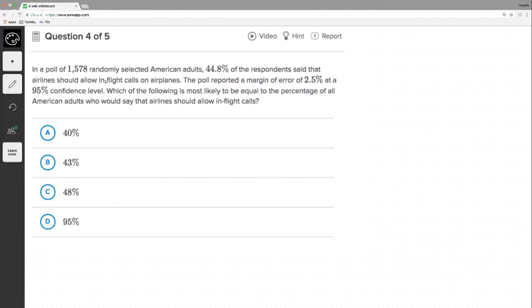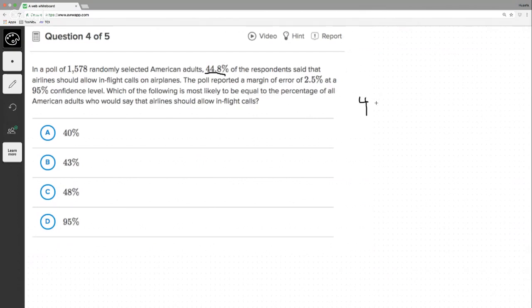Question number 4. In a poll of 1,578 randomly selected American adults, 44.8% of the respondents said that airlines should allow in-flight calls on airplanes. The poll reported a margin of error of 2.5% at a 95% confidence level. Which of the following is most likely to be equal to the percentage of all American adults who would say that airlines should allow in-flight calls?